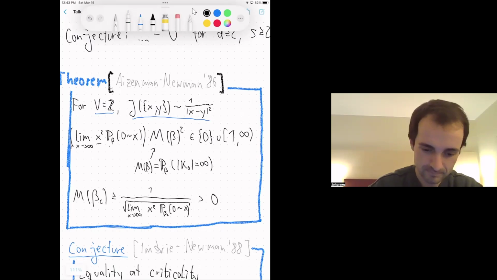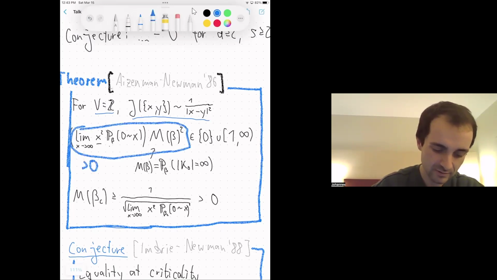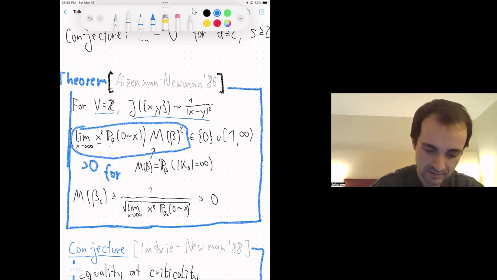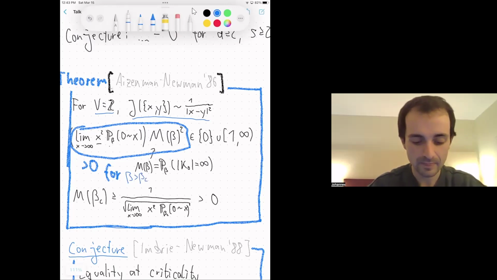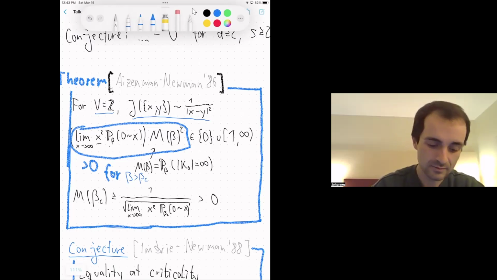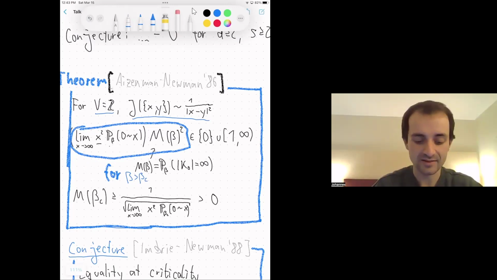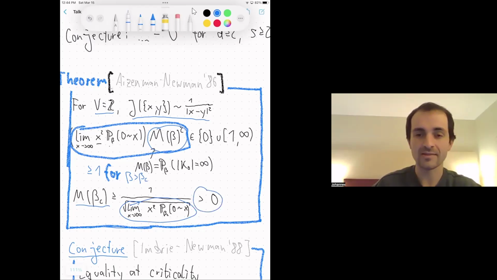So you know that this whole quantity is positive for beta larger than beta c. When you know that it's positive when beta is larger than beta c, you can also deduce that it's even larger or equal than 1 for beta strictly larger than beta c. And then one can also use this right continuity of this function m to deduce that m of beta c needs to be greater or equal than 1 divided by the square root of this limit here, so this x squared times the probability of an edge. And from this, we know that it's greater than 0. And from this, one directly gets the discontinuous phase transition.